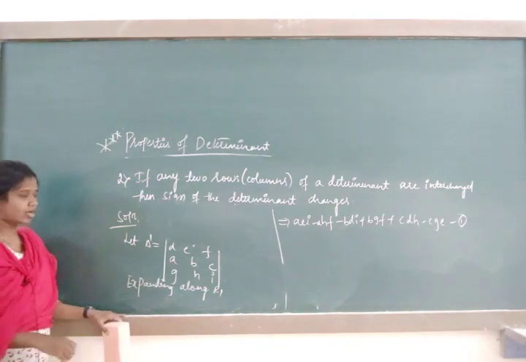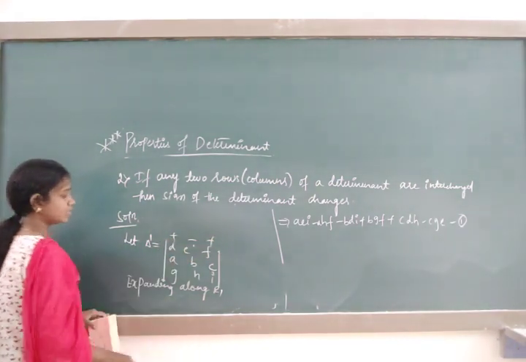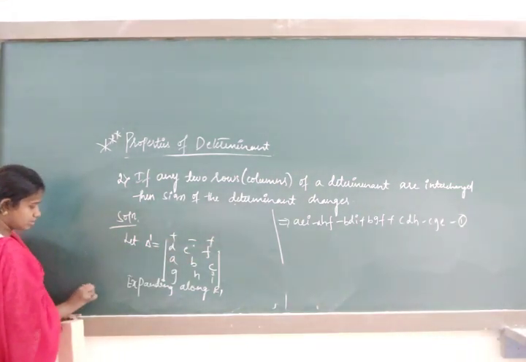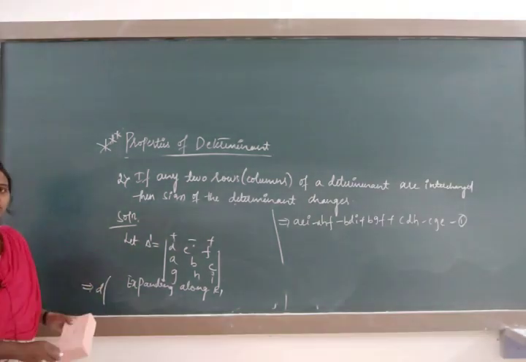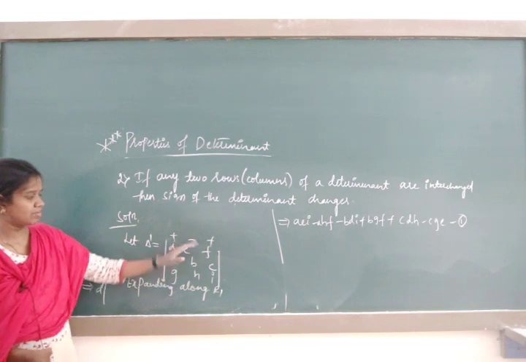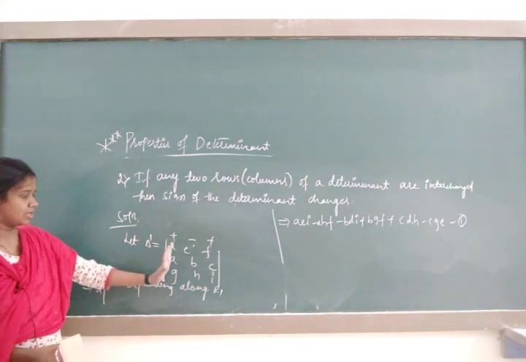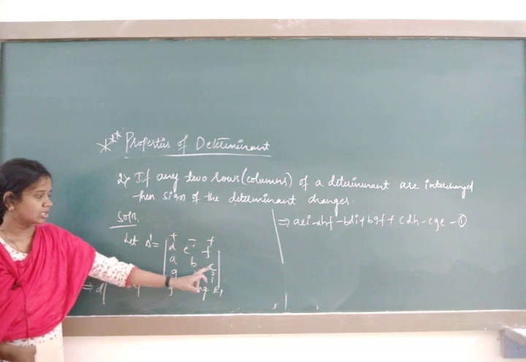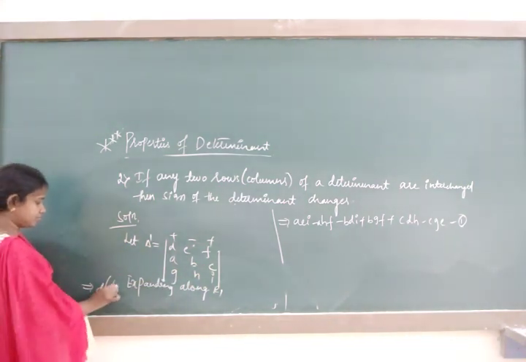So expanding along R1, what you will get? Change the sign: plus, minus, plus. It's A of... What remaining? This will be eliminated. Anyhow, the first row will be completely eliminated. First, this column is closed. Remaining is BCHI.